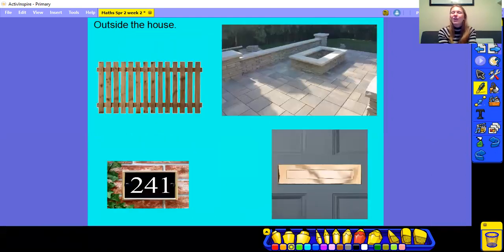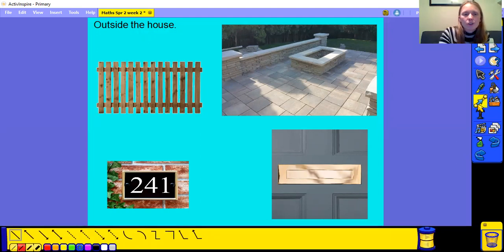So let's have a look at what I found when I looked outside the house. Pause the video and see if you can find the rectangles in these pictures. Perhaps you can find some other shapes too. Then come back and we'll have a look together. Okay, now that you've had a look, let's have a look at the rectangles in the pictures. So remember, a rectangle has 2 long sides, 2 short sides, and 4 corners. Let's have a look at the fence first.